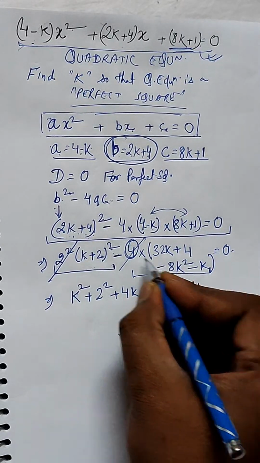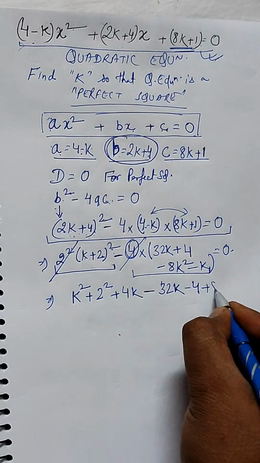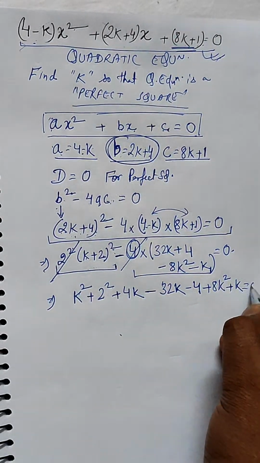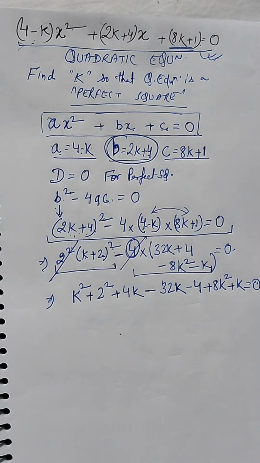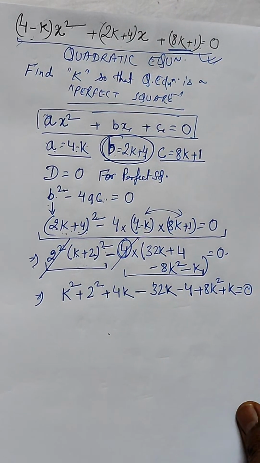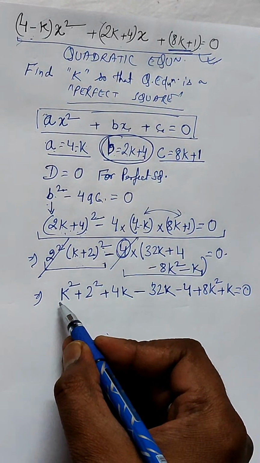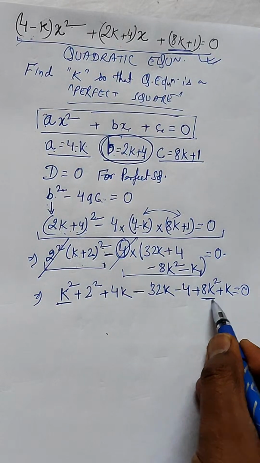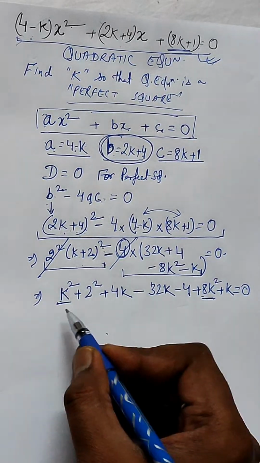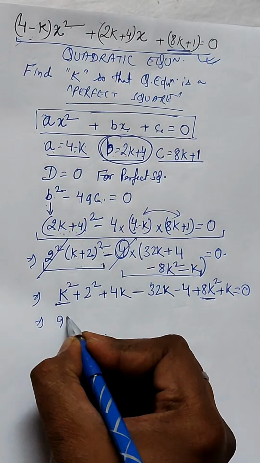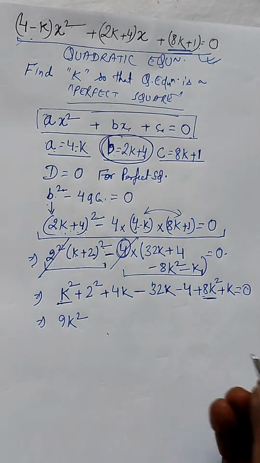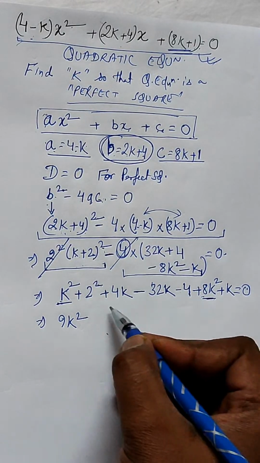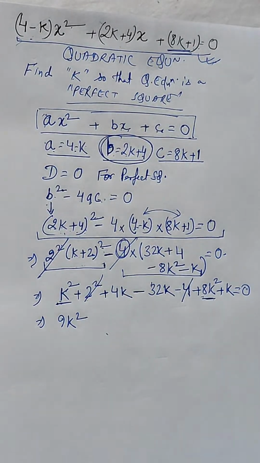Minus 4, plus 8k square plus k equal to 0, right? Now just solve it. You can see 8k square here and 8k square here, and 8k square will add up to 9k square. So we are having 9k square, and after that 2 square is 4 and this is minus 4. This will be cancelled out, right?